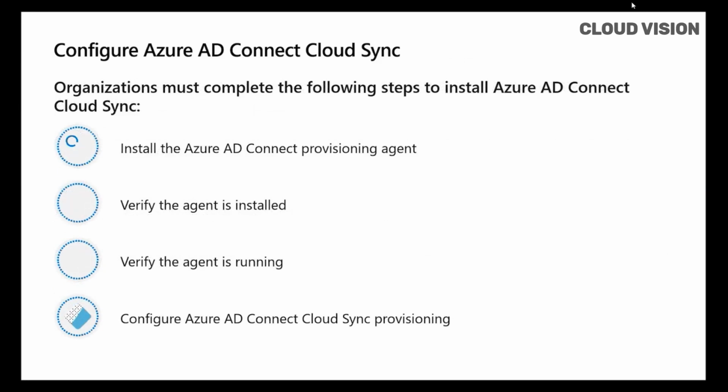Now to configure your Azure AD Cloud Sync, first you have to install the Azure AD Connect provisioning agent, which, as I said, has to be installed on Windows Server 2016 or a later version. Verify that the agent is installed and it is running. Once you do that, you can configure the Azure AD Cloud Sync provisioning with whatever custom configuration that you might have.